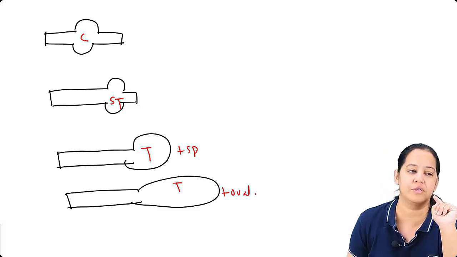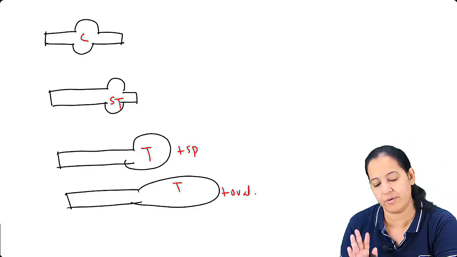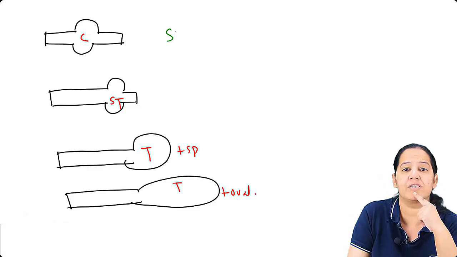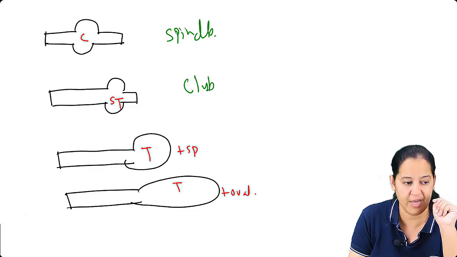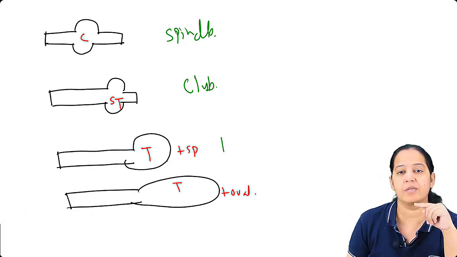How many of you got it? Have you got it? See the diagram. You can draw. Please draw. So this shape is known as spindle shape. Okay. This shape is known as club shape. Okay. This shape is known as drumstick.